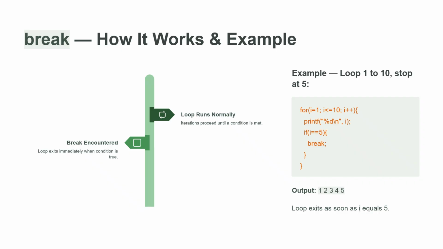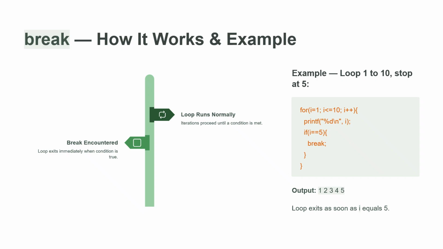i will be incremented. Now i is 4. It will check the condition: 4 is less than or equal to 10. Yes. It will go to the if condition. The if condition is false, so it will print 4. Now i will be incremented and i is 5. It will check the condition: 5 is less than or equal to 10. True. It will go to the statements.